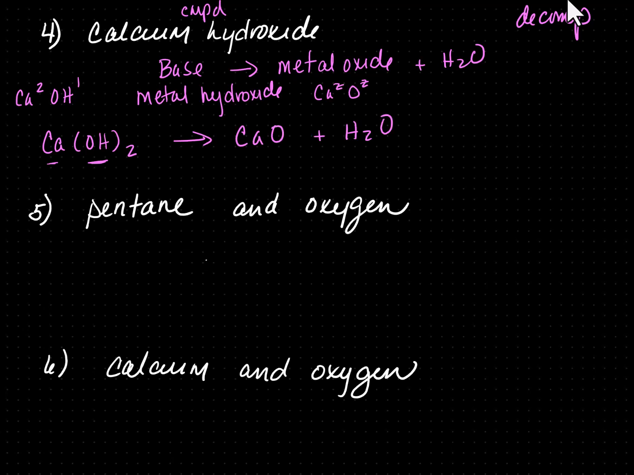Now we need to balance. There's 1 calcium on each side. There are 2 hydrogens. 2 oxygen because it's 1 plus 1. So this is balanced. So number 5 is pentane and oxygen. Pentane is a hydrocarbon, something like this. I will provide you with the name and the symbol on the test.